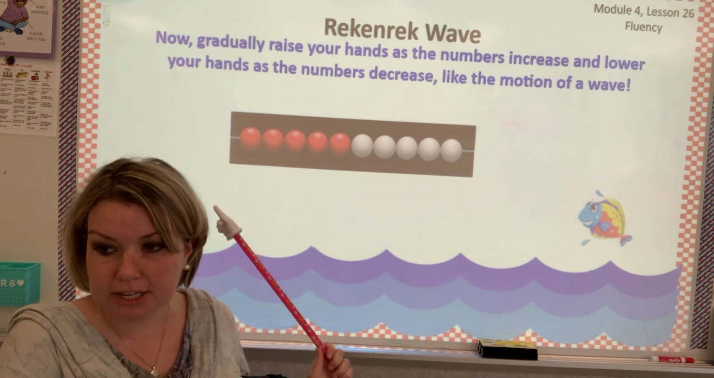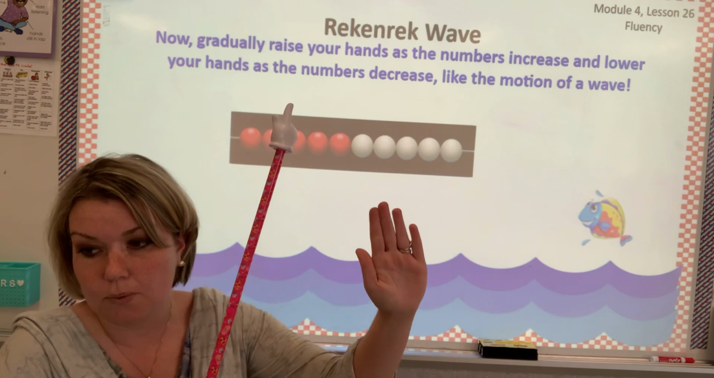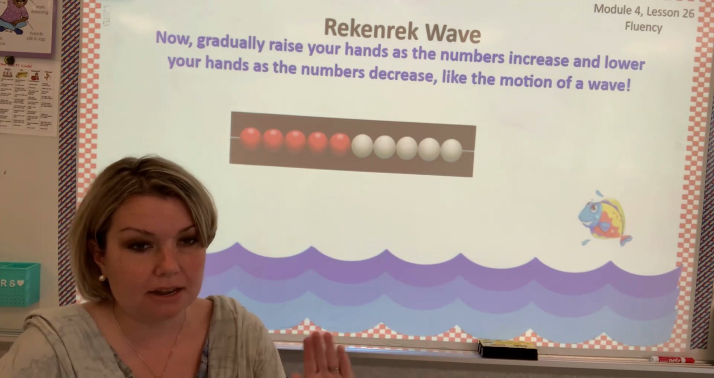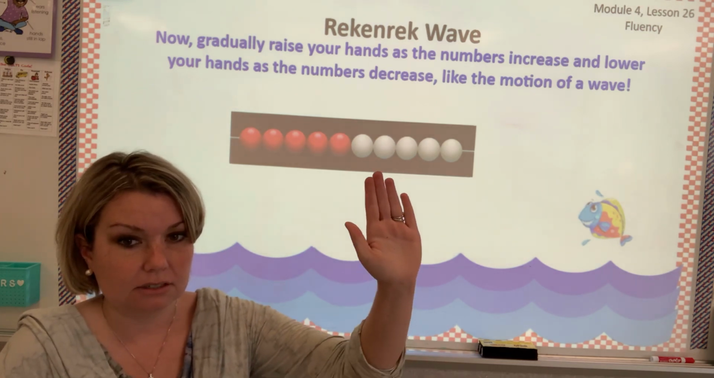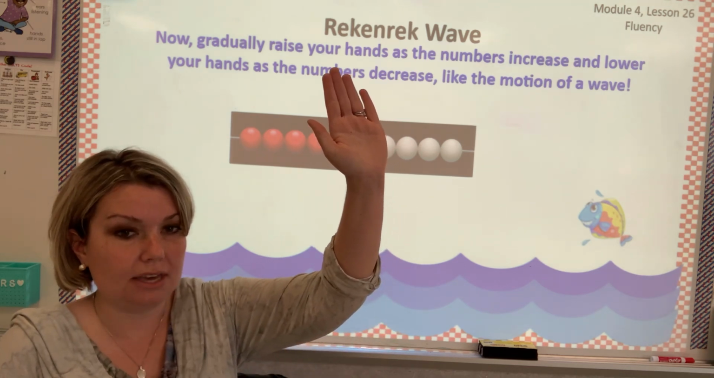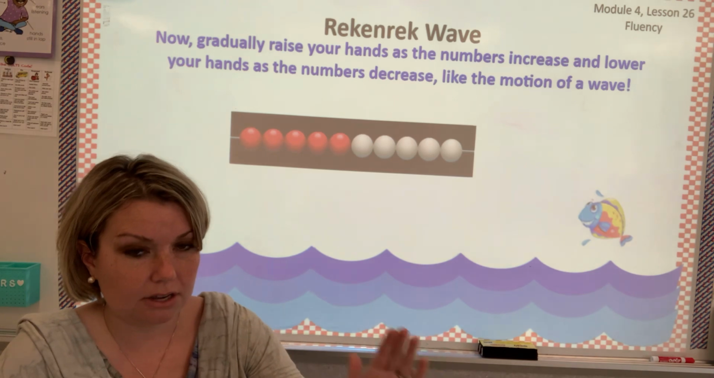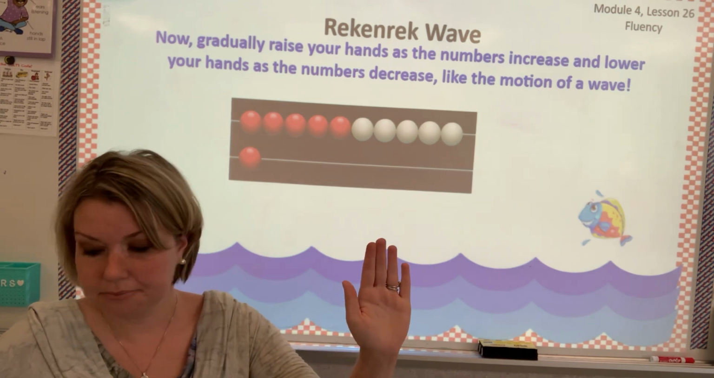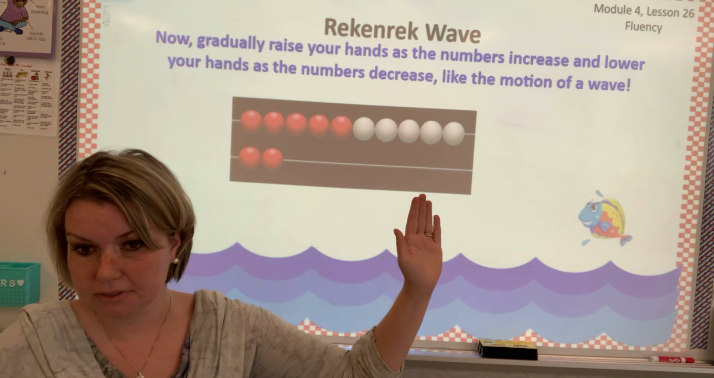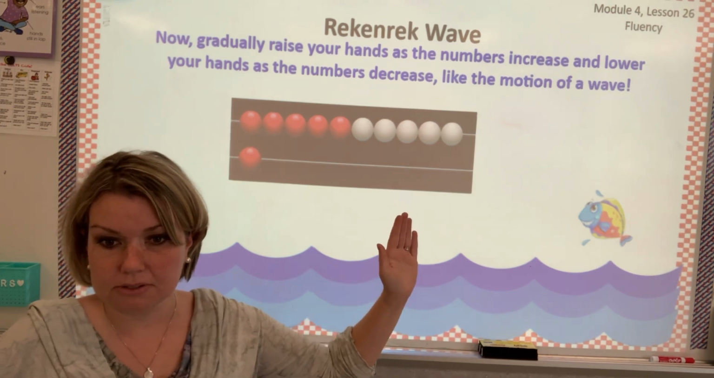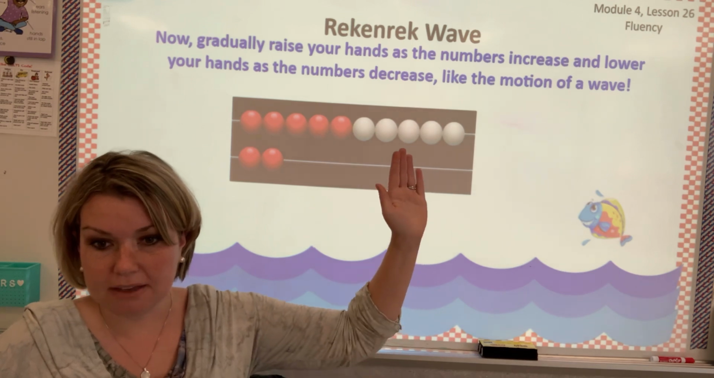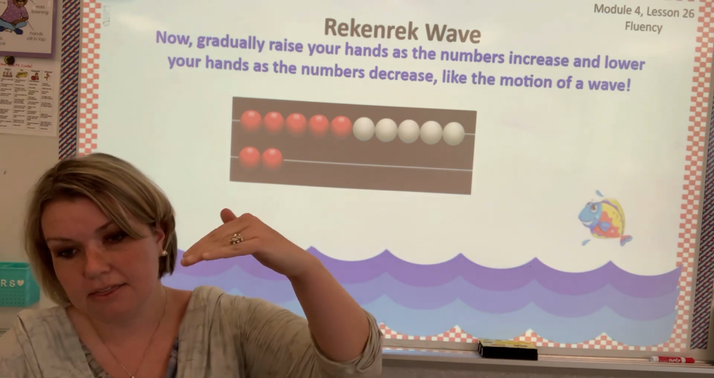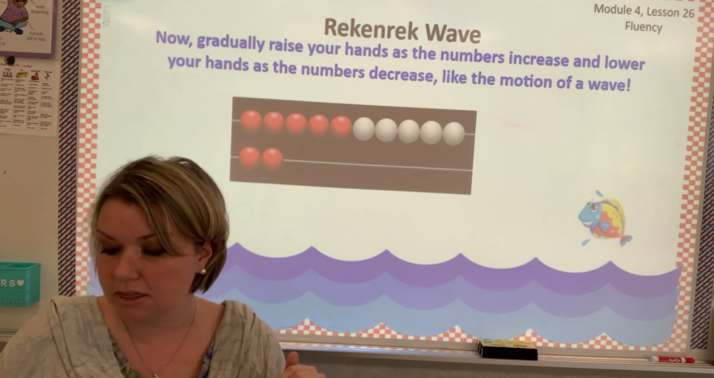Now, gradually raise your hand as the numbers go up, and then lower your hand as the numbers go down. So if my numbers go up, do this. If my numbers go down, do this. Are you ready? All right. It's going up. Still going up. Oh, what did it do? It's going back down. Going back up. We could do it like a roller coaster. You could do like this, like you're going up, and then go down like you're going down. You could do it that way too.